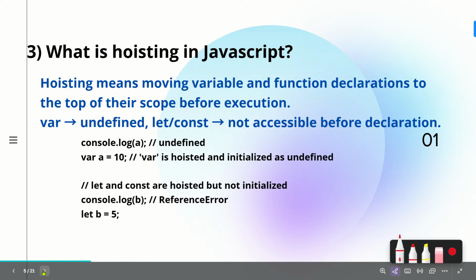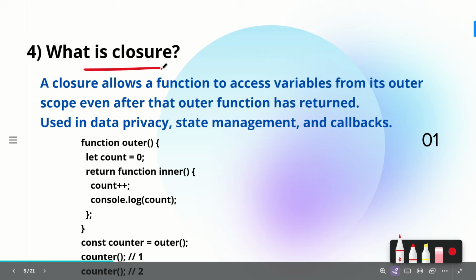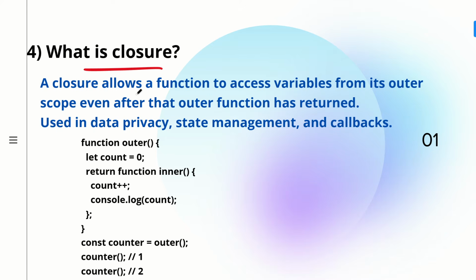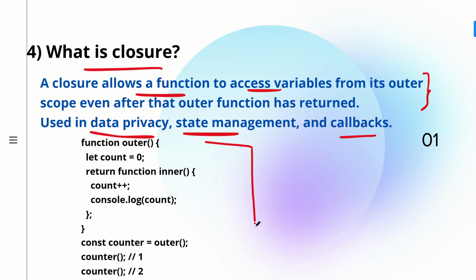Now let's see our fourth question, that is, what are closures? So closures allow a function to access variables from its outer scope even after the outer function has returned, and they are useful for data privacy, for state management, and for callbacks. So let us try to understand this definition with the help of code. So we will see the code here now.